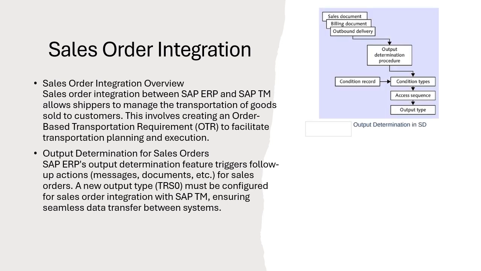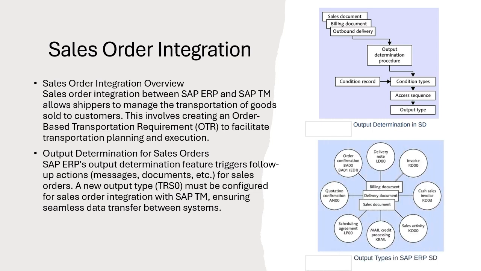And this is the output determination in the sales and distribution. So this shows the output determination process in SAP ERP, in the sales and distribution module. So the output determination controls the generation of flow of follow-up documents and messages in transportation process, which enables communication between SAP ERP and SAP TM. So it is used to trigger various transportation related outputs like transportation request and delivery documents.